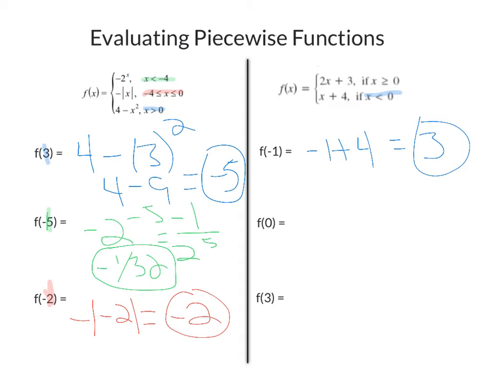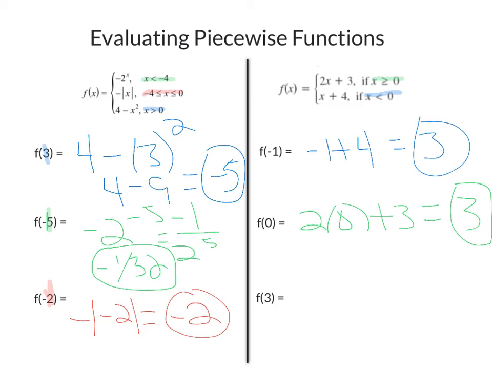If I then look at my next example, f of 0, well, 0 is not less than 0, but 0 is equal to 0. So it fits into the domain of x is greater than or equal to 0. So I would use the rule 2x plus 3. So I have 2 times 0 plus 3, which gives me an output value of 3.